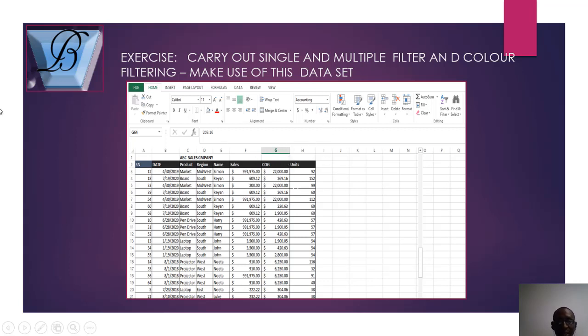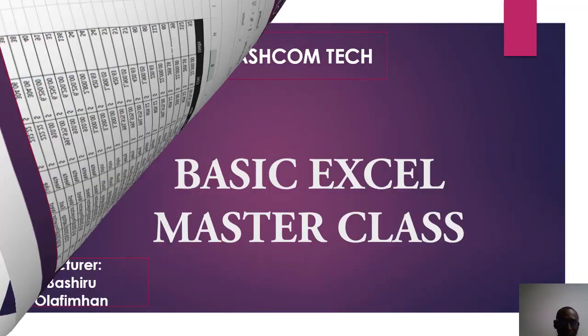I'm going to drop the link of this Excel sheet to everybody, and everybody should go and apply this on their own. It's very easy, but in filtering data, you have to have a particular area of interest. You have to know what you want to achieve. In filtering, you can do single column filtering, multiple column filtering. You can also carry out color filtering. This is a very important and essential topic.